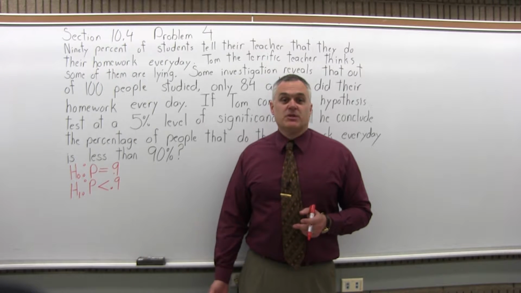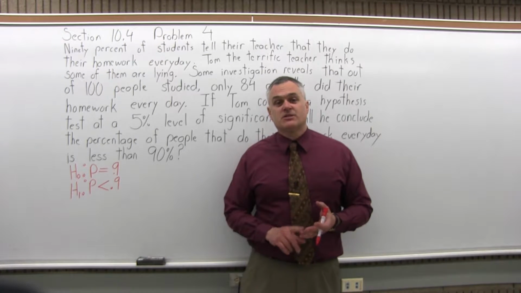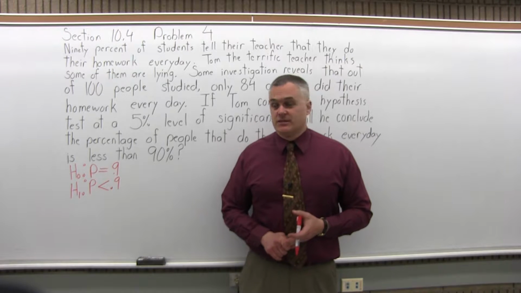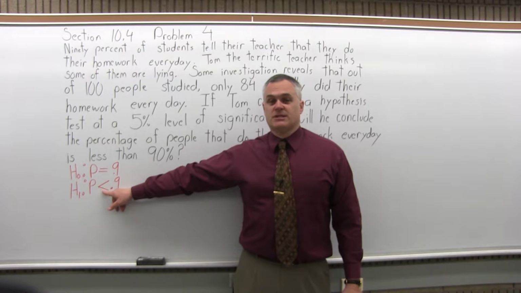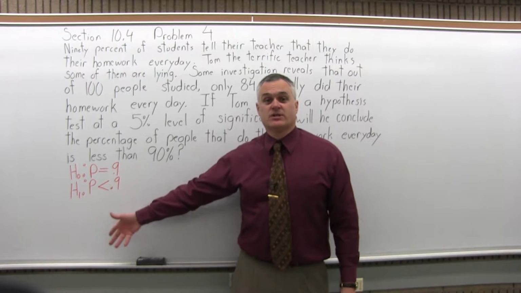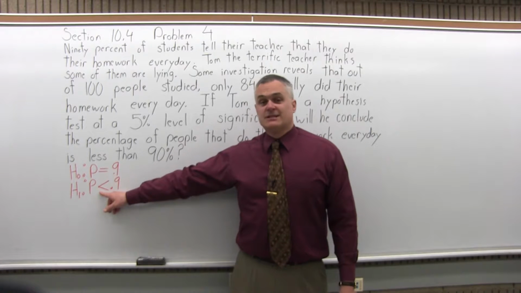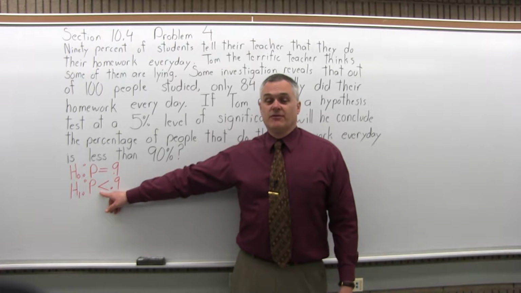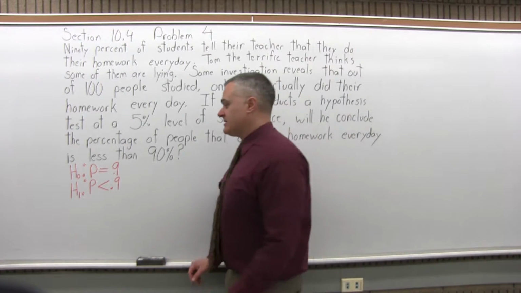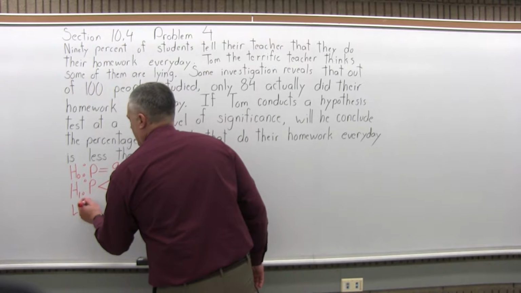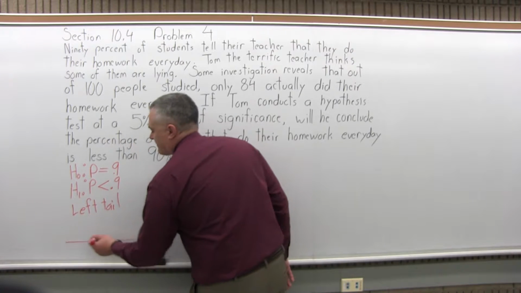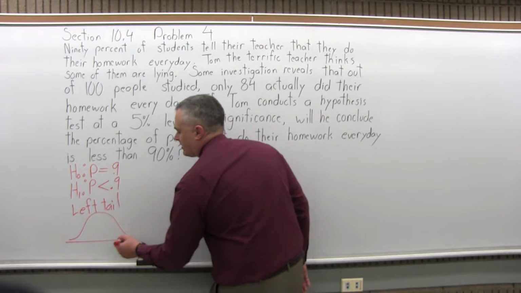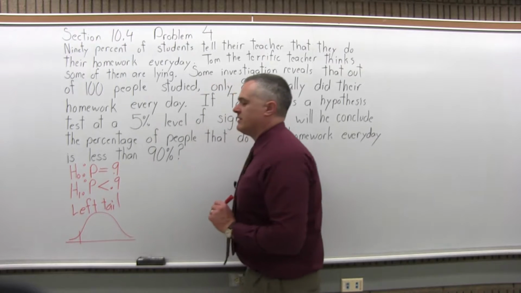Now the third step is, what type of test is this? Is this a left-tail test, right-tail test, or two-tail test? If you have an inequality symbol in your alternate hypothesis, it will tell you what type of test you have. The inequality symbol points in the direction of the type of test. My less than symbol points to the left, so this is a left-tail test. What that means is if we see the graph, the critical region will be in the left tail, or left end of the graph.